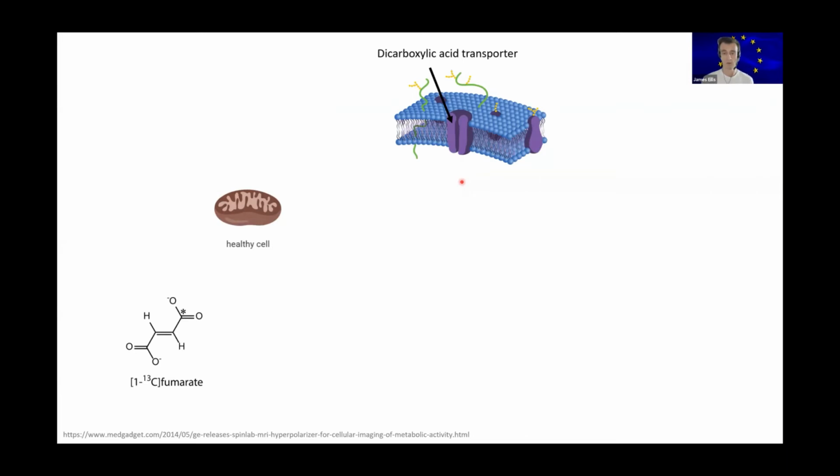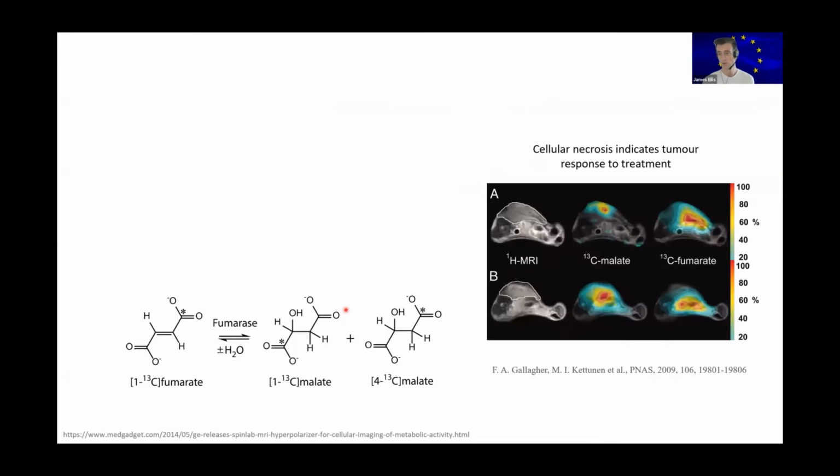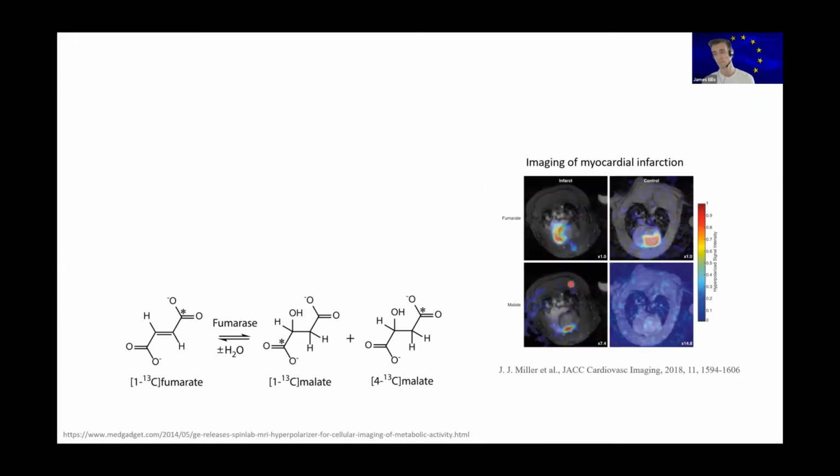But if the cells are ruptured, so if the cells are dead and they open up, the enzymes can leak into the extracellular space, and you can observe conversion to malate in that case. So cell ruptures, enzyme leaks out, suddenly you can see this metabolite appear in the spectra. So this is used for imaging tumor response to treatment, and for imaging things like myocardial infarction.